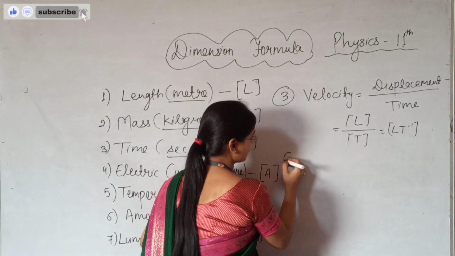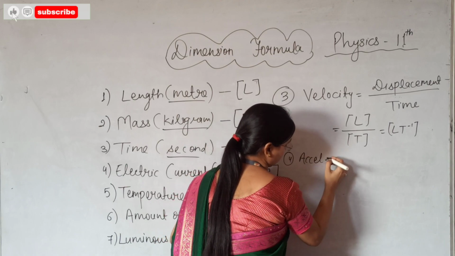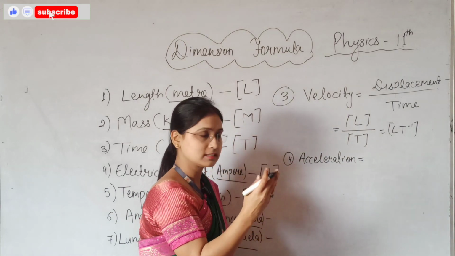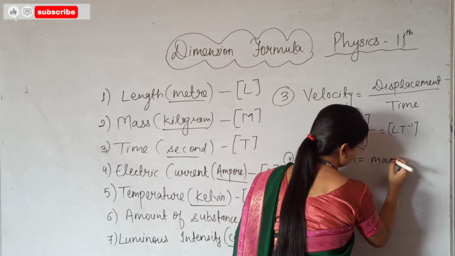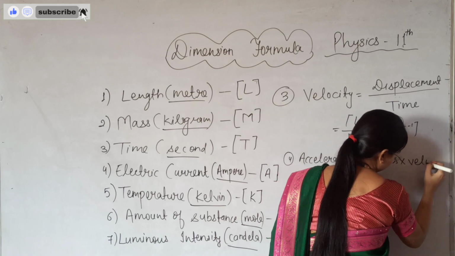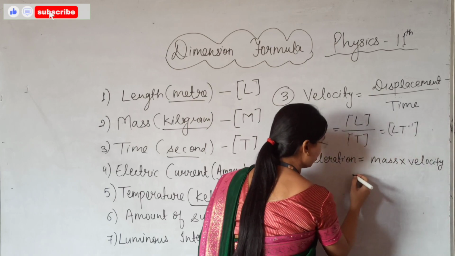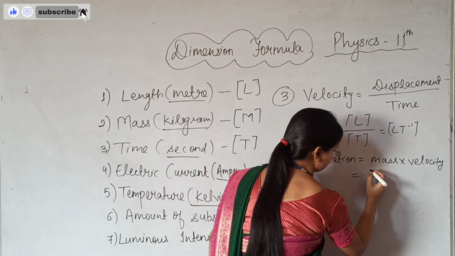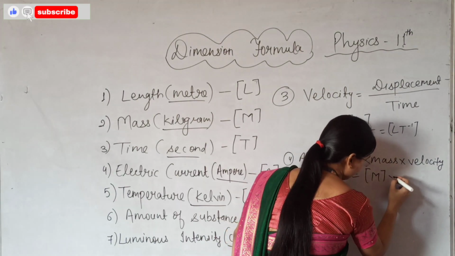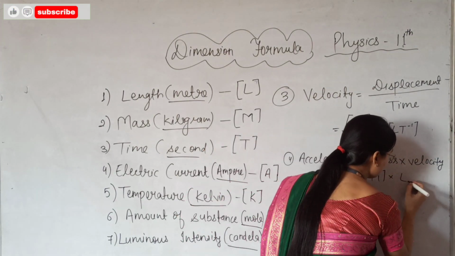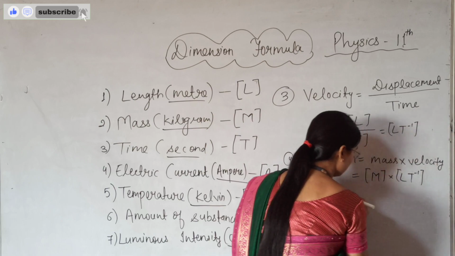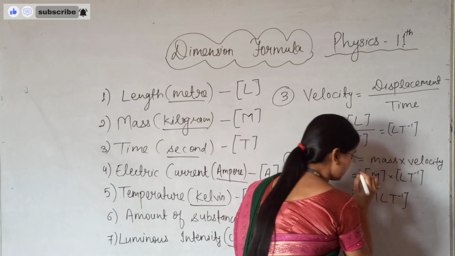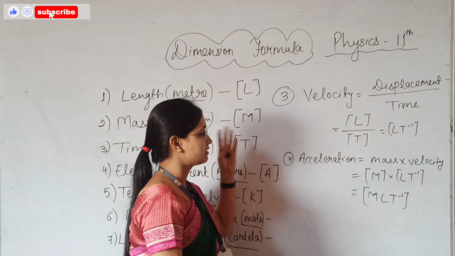Now the fourth quantity is acceleration. As you know that the formula of acceleration is mass into velocity. Mass will be represented by M and velocity we have just found: L T to the power minus 1. So you just simply write M L T to the power minus 1. This is the formula of acceleration.